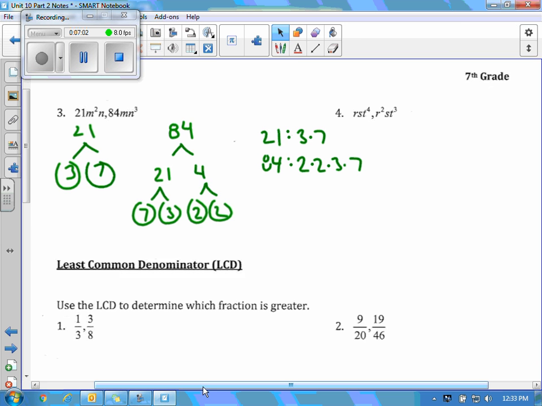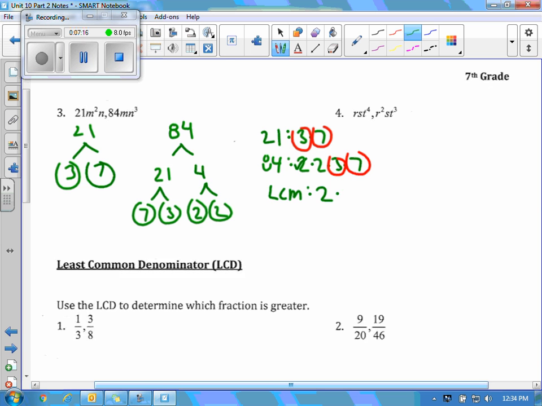The next step is I want to circle what they have in common. So they have 3 in common. They have 7 in common. So when I go to multiply for the least common multiple, I have the 2 from right here. I have the 2 from right here. I have the 3 that they have in common. And I have the 7 they have in common. Again, recognize that I only write 3 once, and I only write 7 once. When I multiply all those together, 2 times 2 times 3 times 7, I'm going to get 84.